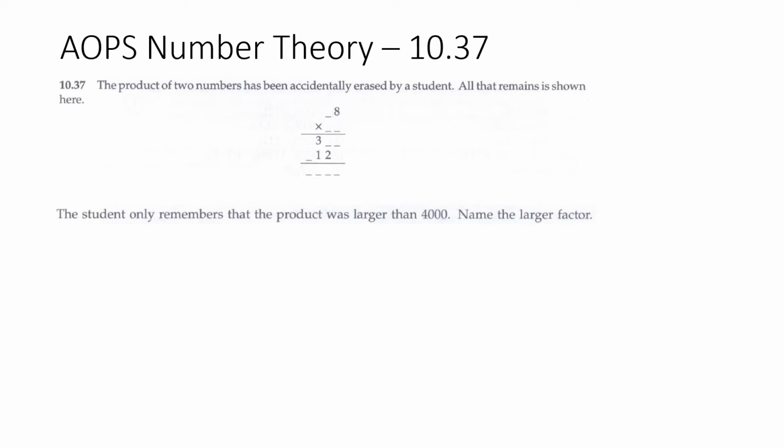AOPS number theory 10.37. The product of two numbers has accidentally been erased by a student. All that remains is shown here. The student only remembers that the product was larger than 4,000. Name the larger factor.